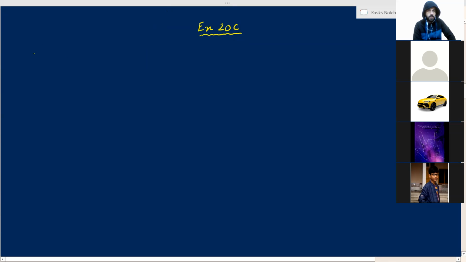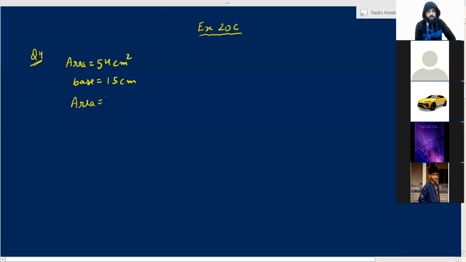Sir, can you show again the fourth question? You want me to solve question number 4? Yes, sir. Find the height of a parallelogram whose area is 54 centimeters square. Area of a parallelogram is 54 centimeters square and the base of the parallelogram is given 15 centimeters. We have to find the height of the parallelogram.